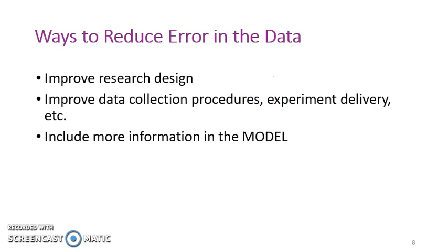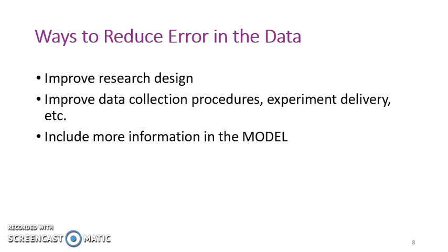Let's focus on goal number 1 for a minute. How can we reduce error in our data? One way would be to improve our research designs. If we can control all of the environmental factors in a study, ensure random sampling and random assignment, and make sure every participant receives the experiment in the exact same way, we should theoretically have less error in the data.